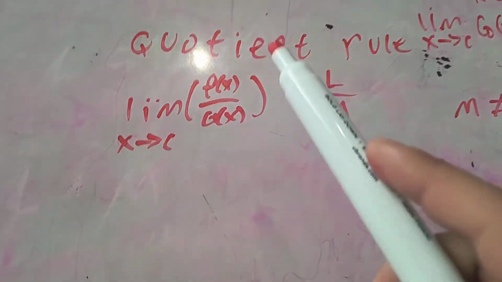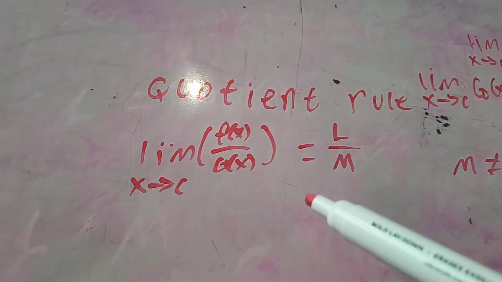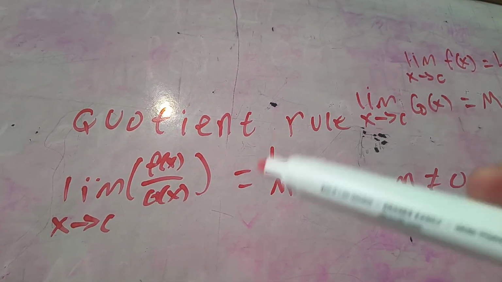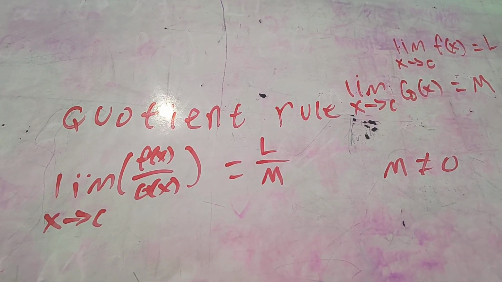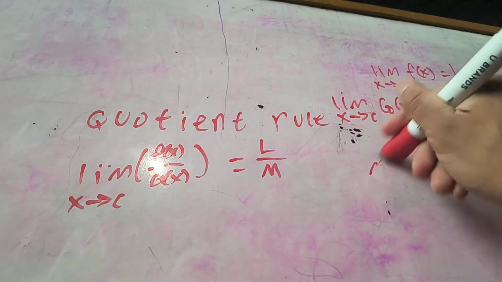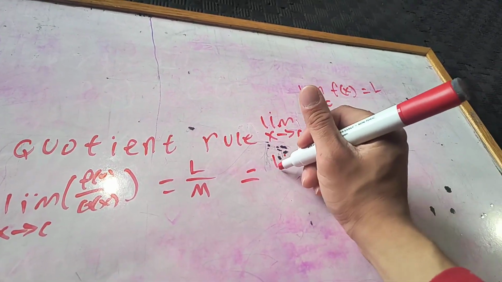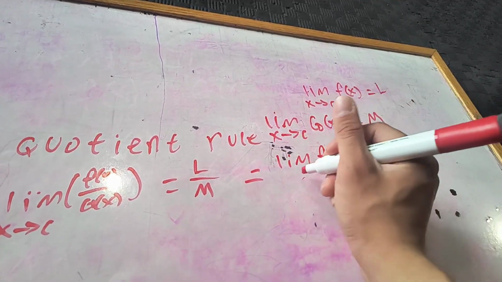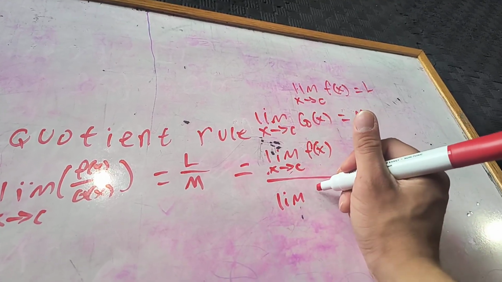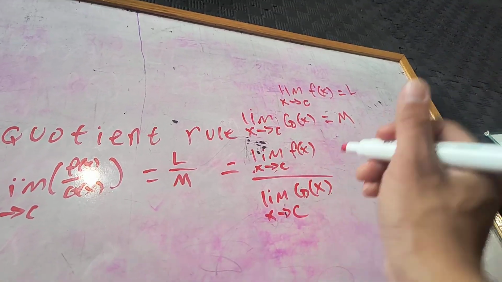So the limit of one function over another function, as x approaches c, is equal to the limit of the first function over the limit of the second function. So you could also say that this is the same thing as separating them, if you want to: the limit of f of x as x approaches c over the limit of g of x as x approaches c.